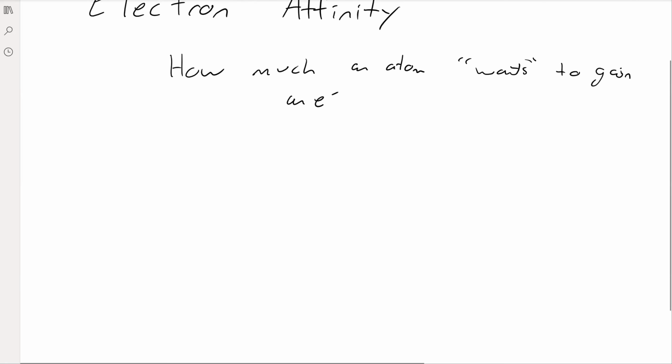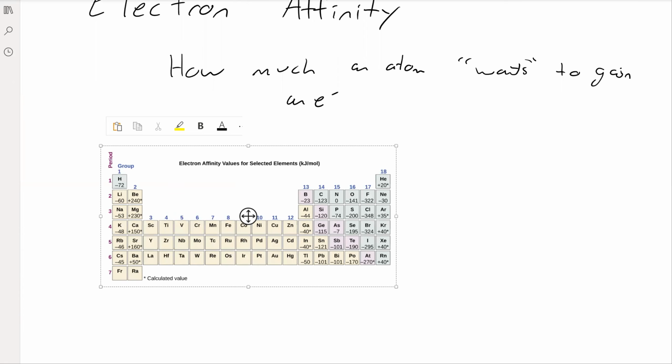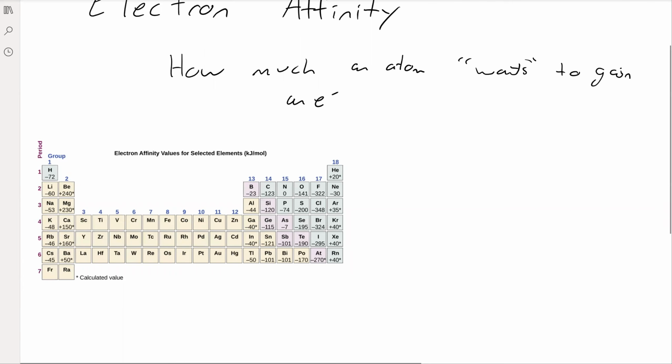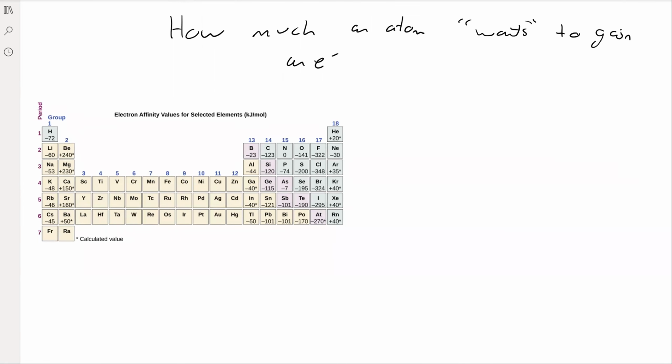Overall, this trend's not too important. Later on, we'll learn a trend called electronegativity, which is going to be much more important than this trend. But it's in the textbook. It's in every textbook. So here it is. There are the values there.